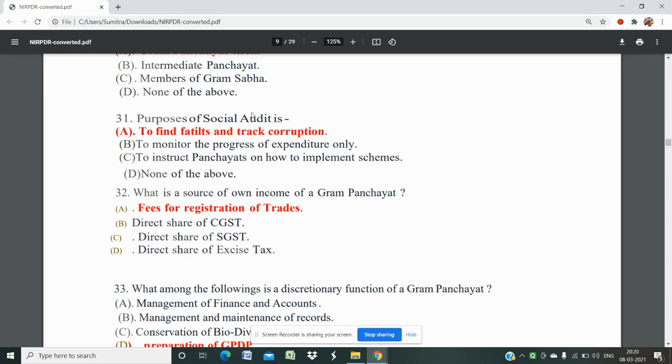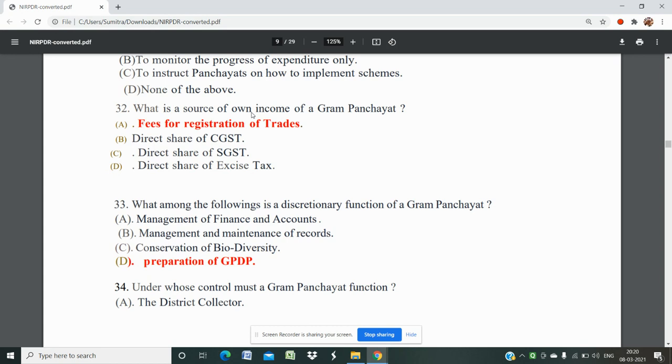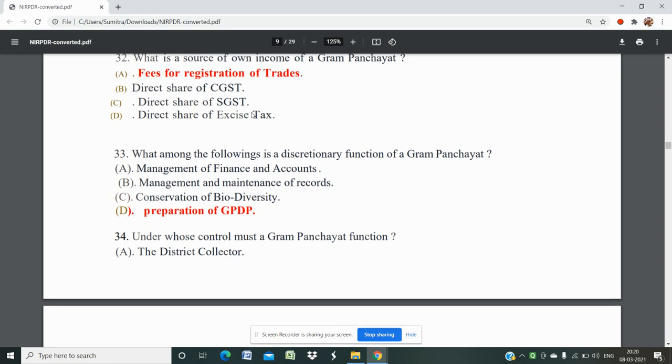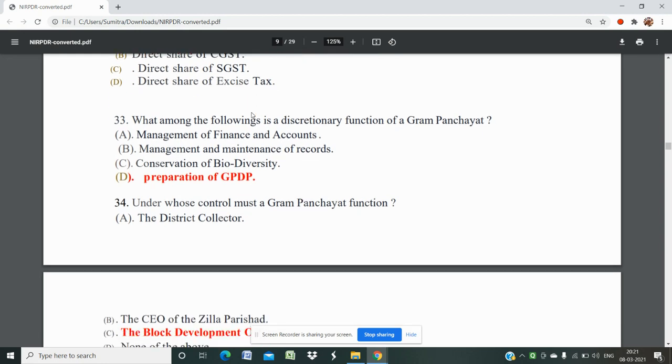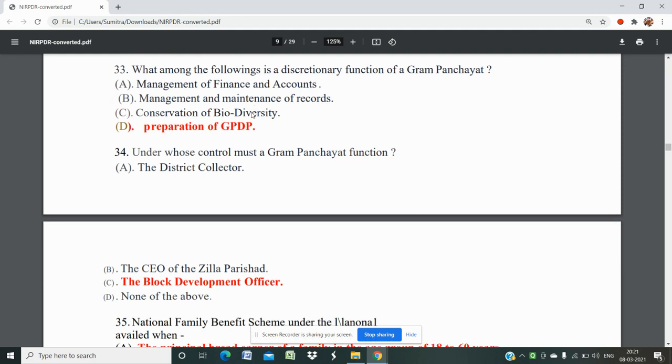Then question number 32. What is the source of own income of a gram panchayat? Fees of registration of trades, excise, CGST and SGST all go directly to the central fund and state fund. They don't come to the gram panchayat income, within the purview of gram panchayat income. So all these things. Then which among the following is a discretionary function of gram panchayat?